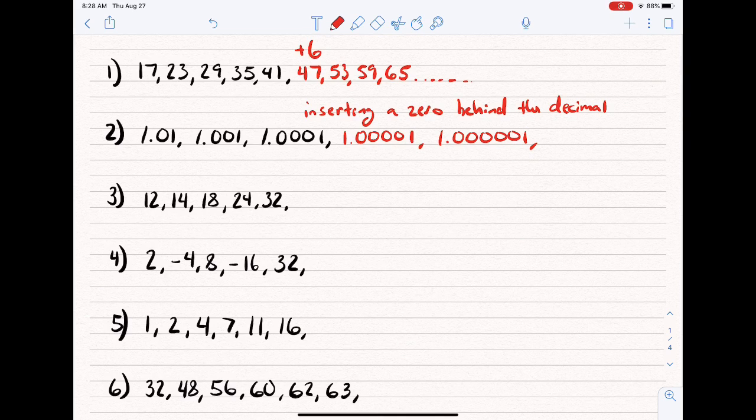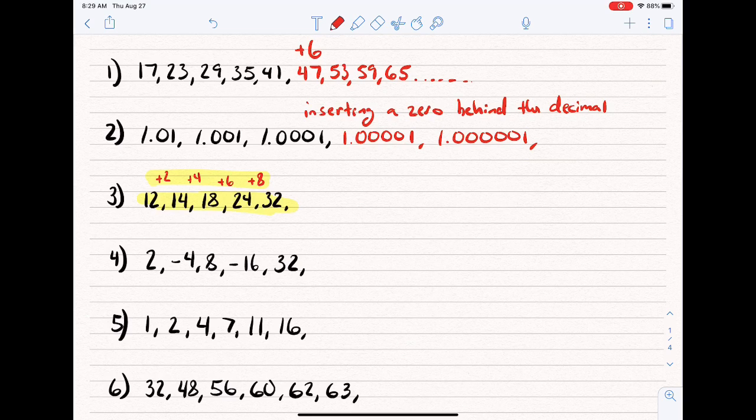Okay, this next one says 12, 14, 18, 24, 32. Now I'm curious if anybody saw this one. It probably took a little bit more work, because 12 to 14, we added 2. 14 to 18, we add 4. 18 to 24, we add 6. And 24 to 32, we add 8. So the pattern isn't so much in these numbers as it is in these numbers. And what we see is we are increasing every term by the next even integer.